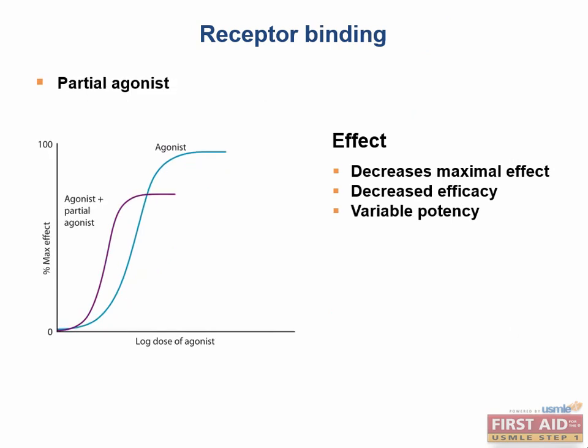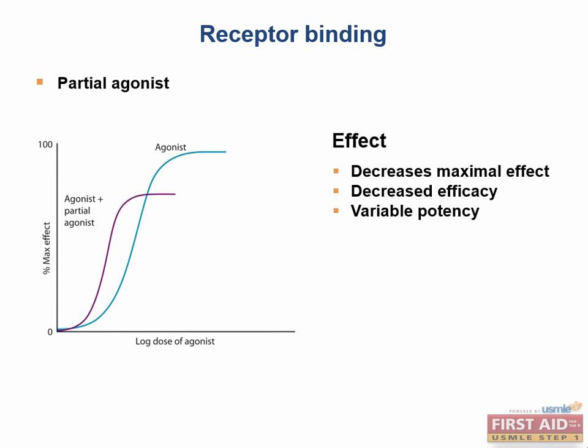This third graph is going to show a partial agonist. Now, partial agonists act on the same receptor site as a full agonist would, but it has a reduced maximal effect, or a decreased efficacy is a different way to say it. Potency is going to be a different variable, and it can either be increased or decreased. It can even remain unchanged.